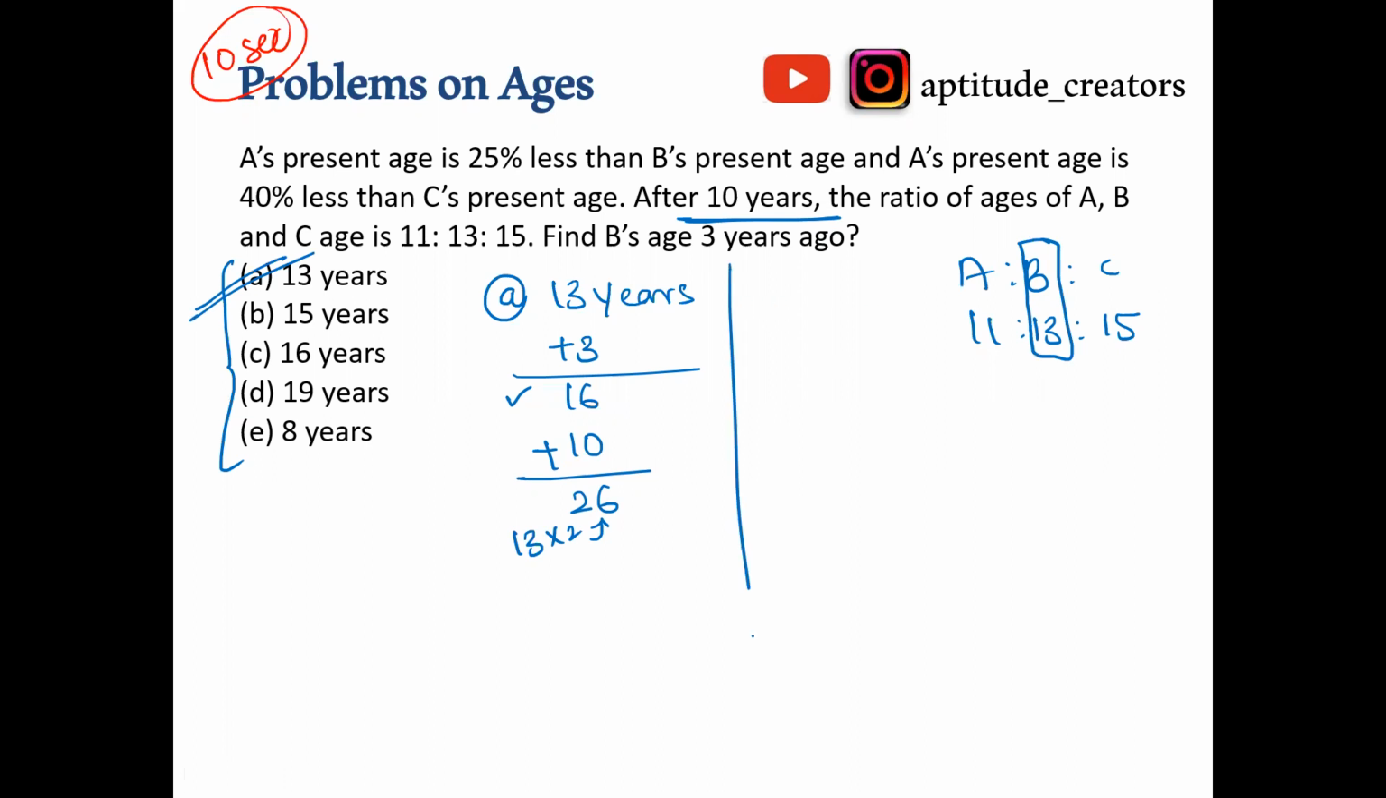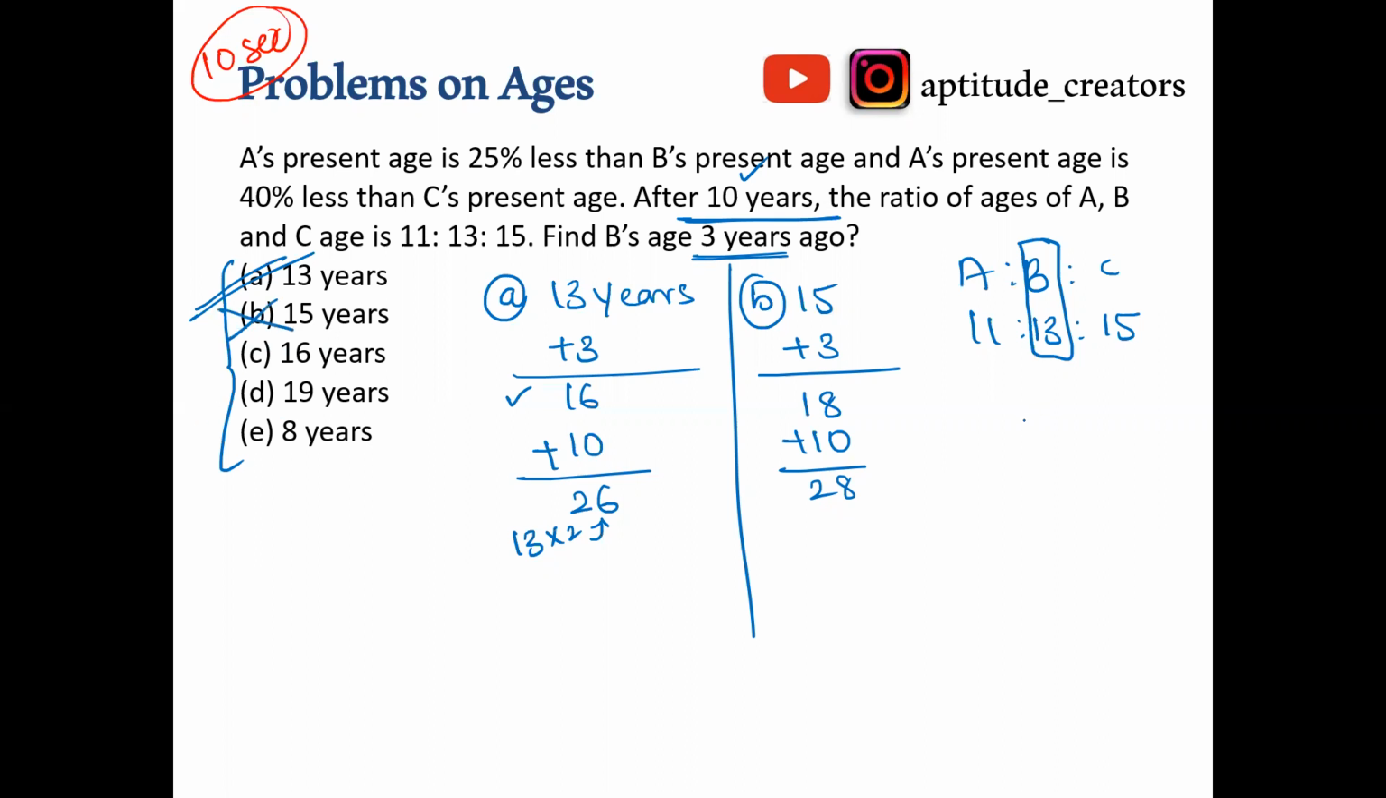Correct. Now, similarly, if I go with option B, that is 15 years. 3 years ago, B's age is 15. Now, what about 3 years hence? It means the current age, that is 18. Now, what about after 10 years? It will become 28. Now, will 28 come in the 13 table? No, I can eliminate option B.